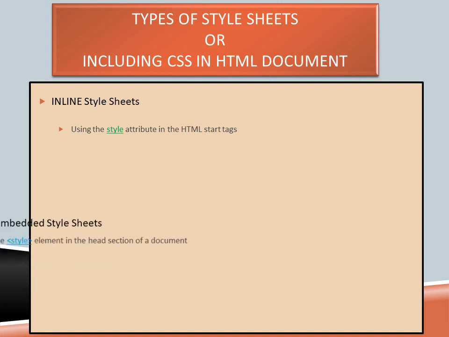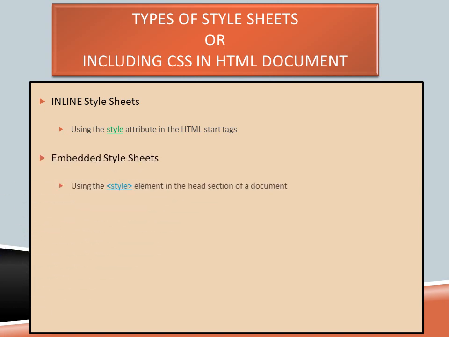So next is the embedded style sheet, and embedded style sheets are used with the style element in the head section of the document. It is used when we want to apply styles to the elements within a single web page, and they are defined in the head element by using the style tag.